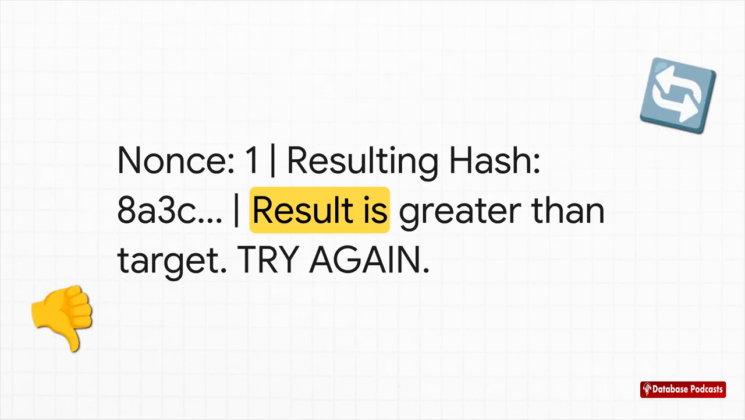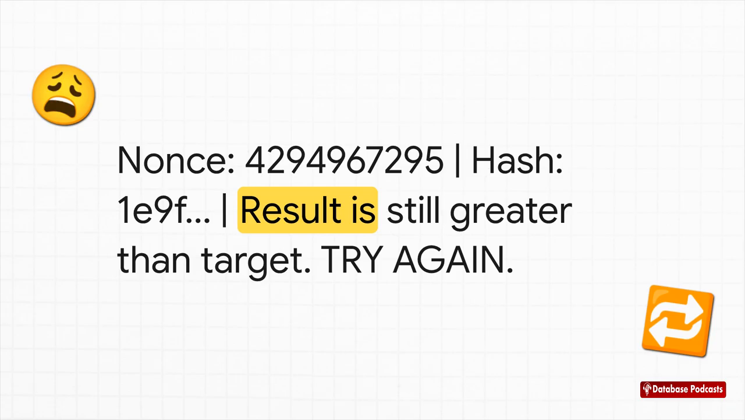Okay, so imagine this is the first try. A miner takes all the block header data, they tack on a nonce of 1, and they hash the whole thing. The result starts with 8A3C, which is way too high. It doesn't meet the difficulty target, so nope, try again. All right, let's just fast forward through billions of guesses. They try another nonce, the new hash starts with 1E9F, still not low enough, still doesn't meet the target. And you gotta remember, every single one of these guesses costs real-world computing power and real-world electricity.